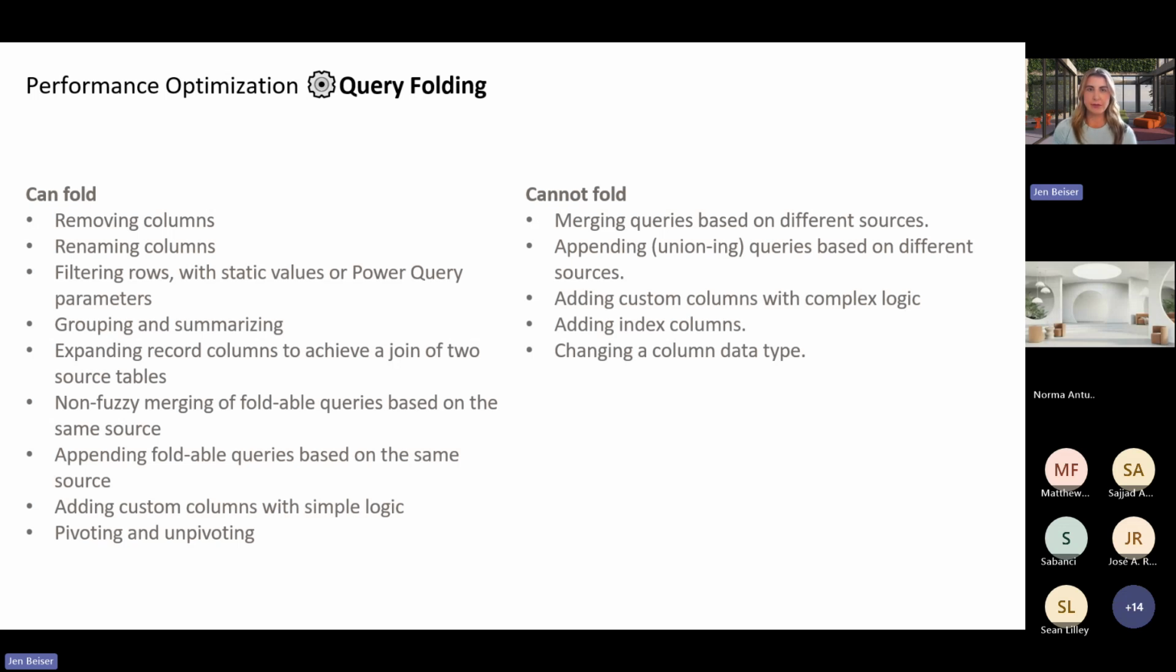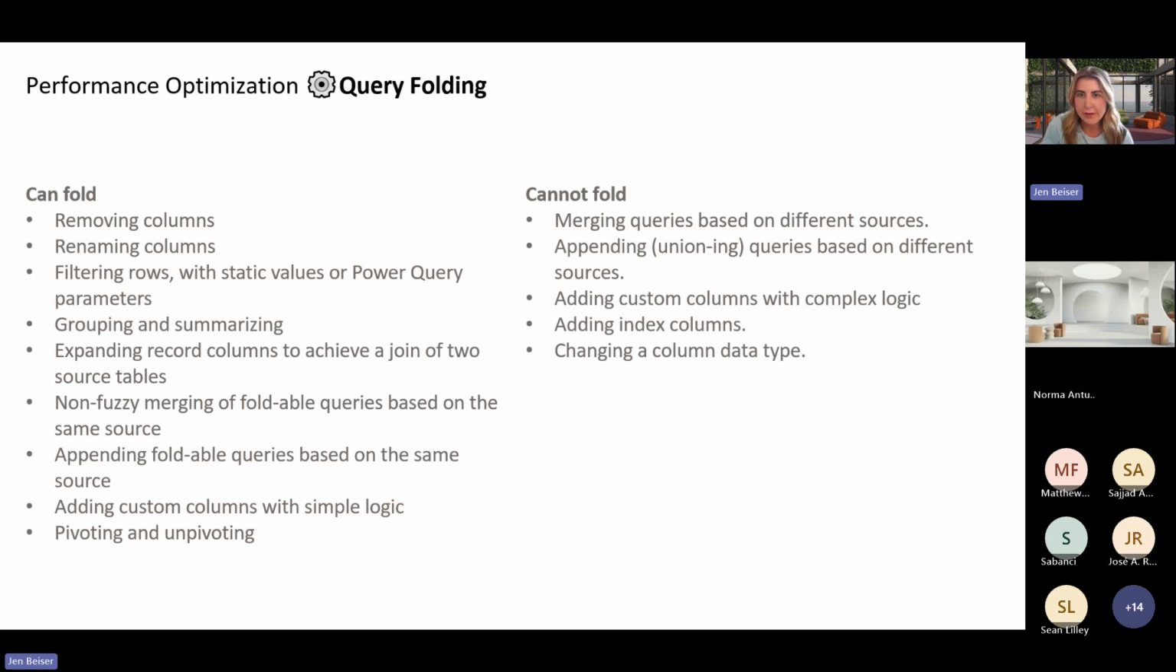If you have two different sources, as I mentioned earlier, then merging is not supported because you can't write a query that connects two different sources together. Additionally, if you're using complex logic, that might not be foldable. Adding index columns is not foldable, as well as changing a column data type.